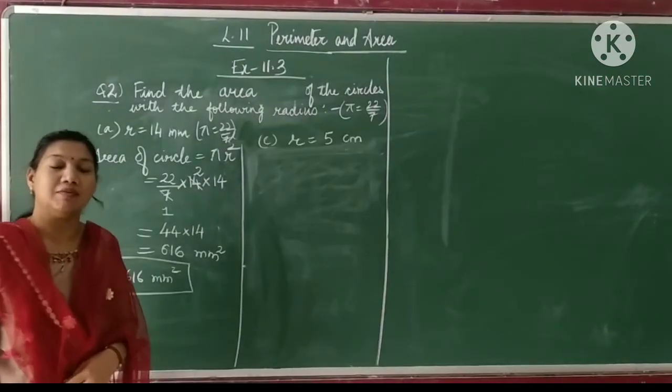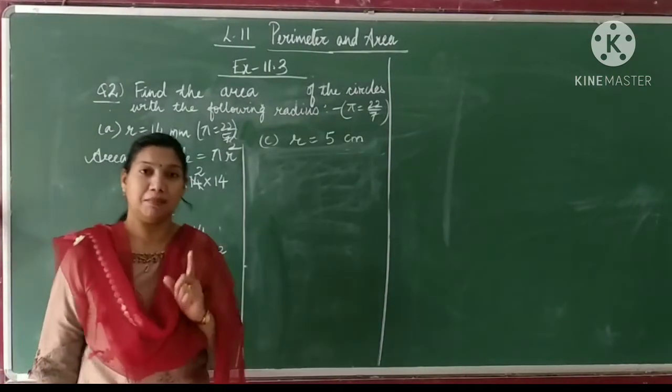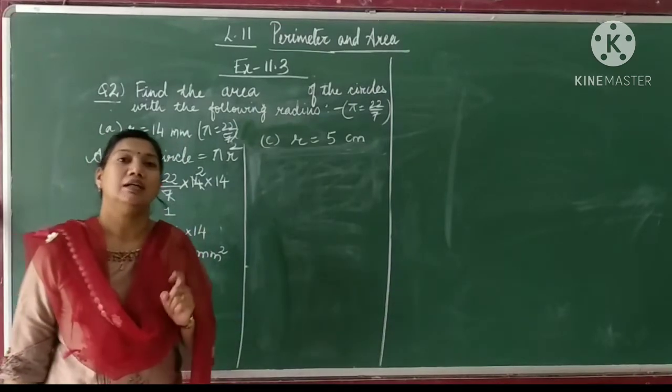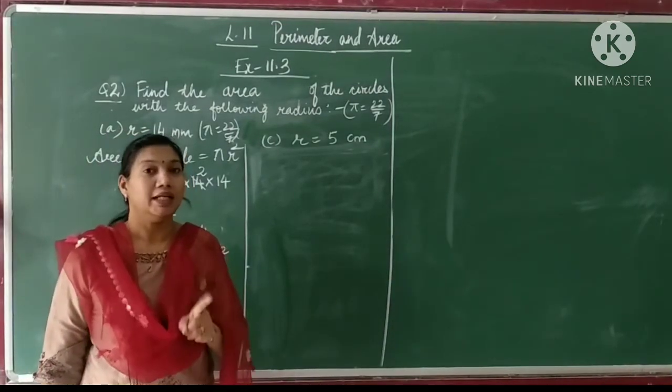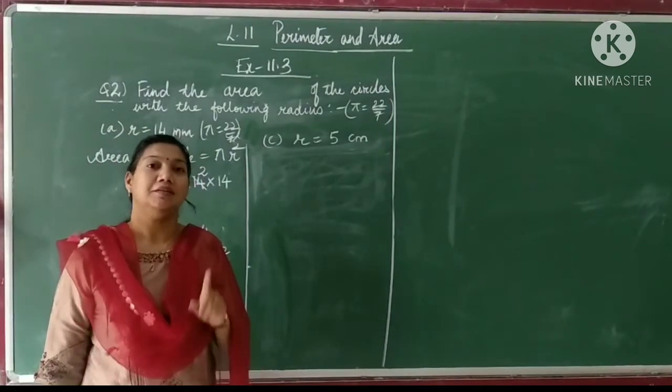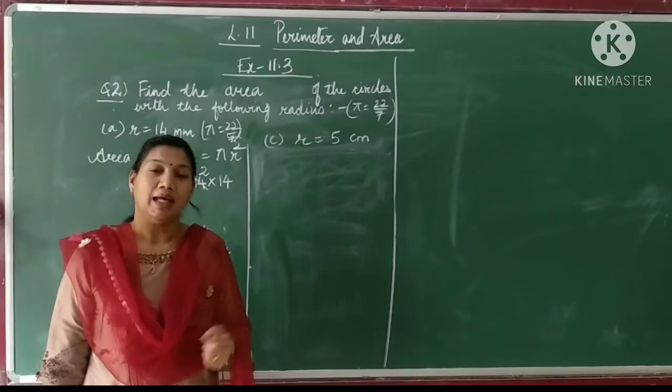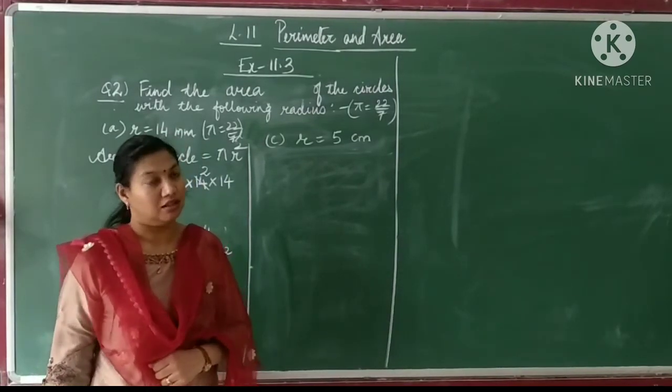B question I am giving you homework. But remember in the B question the diameter is given. Radius you have to first find. Divide the diameter by 2 and then find the area of this circle.